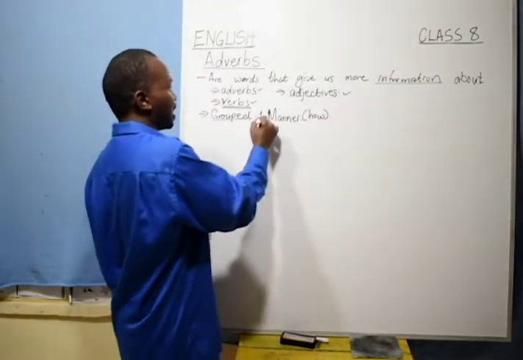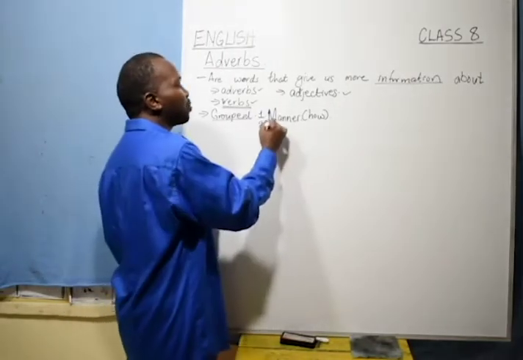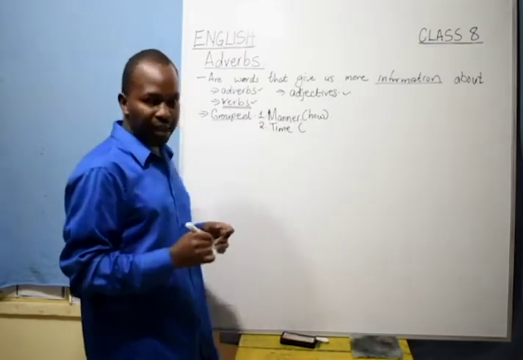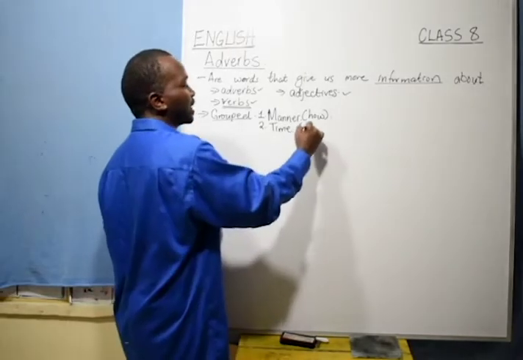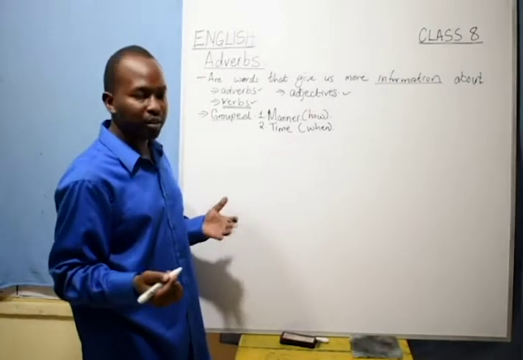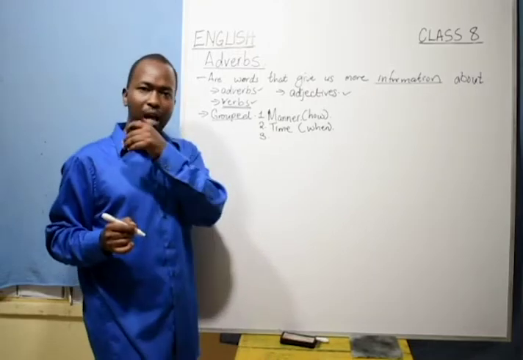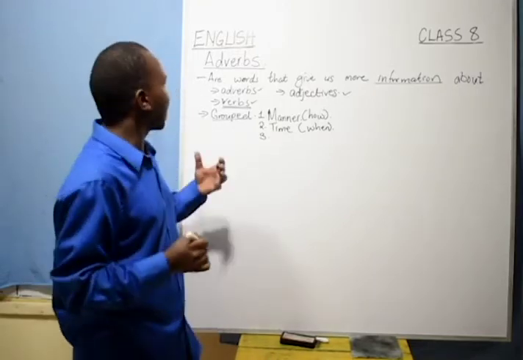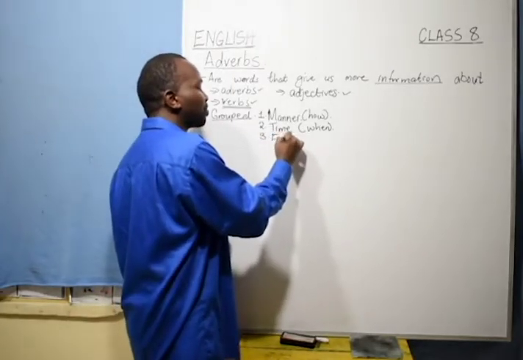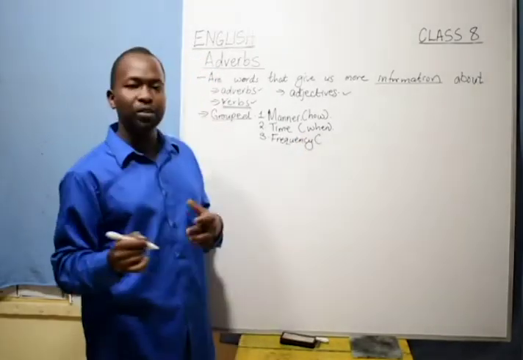Very good. Another kind of adverb you know of? The adverb of time. Now, what does the adverb of time tell us? Very good. They tell us when an action took place. You can see we are moving on well. Another adverb that you know of. Yes, the adverb of frequency. What does the adverb of frequency tell us?